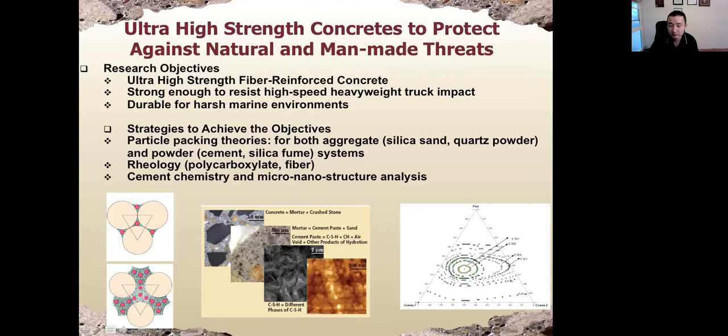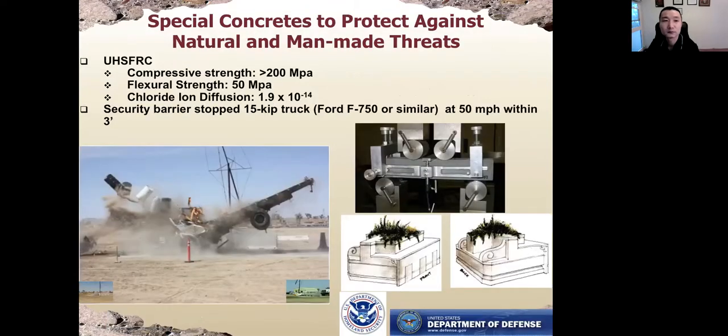Here shows the packing models we use, trying to achieve the highest possible packing density for the system. So the end result is ultra high strength fiber reinforced concrete, the UHSFRC. Strength is higher than 200 megapascal, around 30 KSI. The fracture strength is also very high, and it has a very, very low chloride ion diffusion rate.